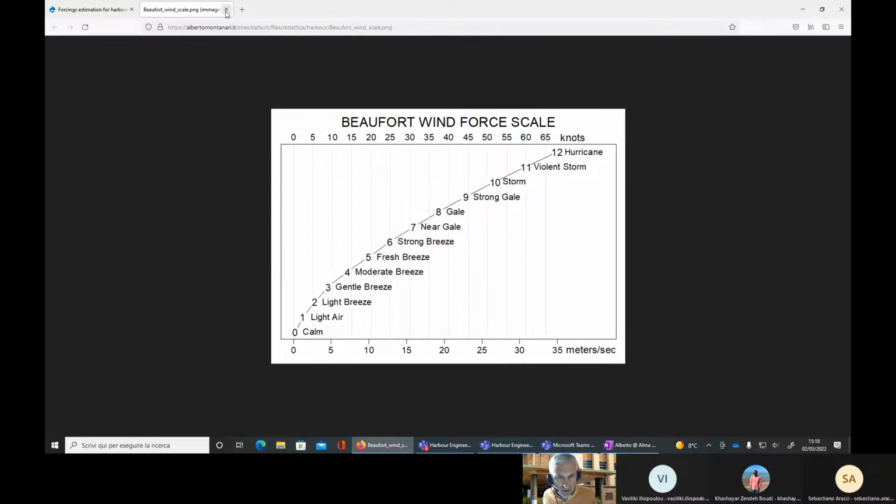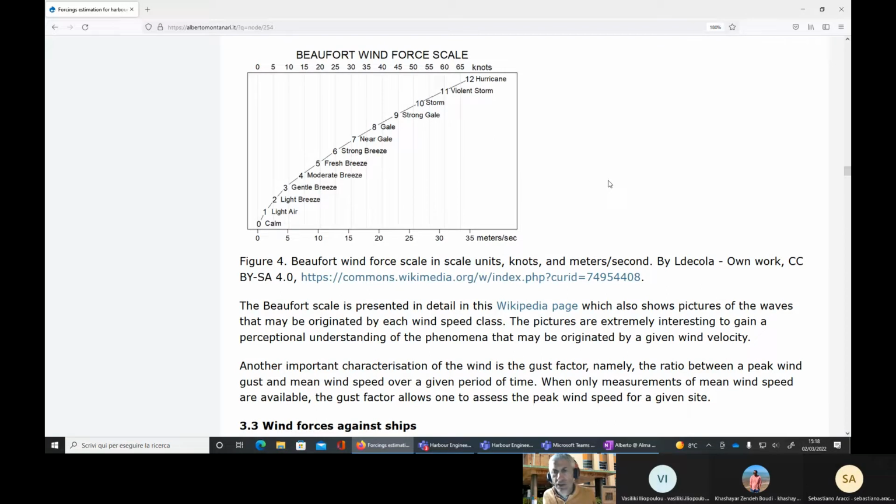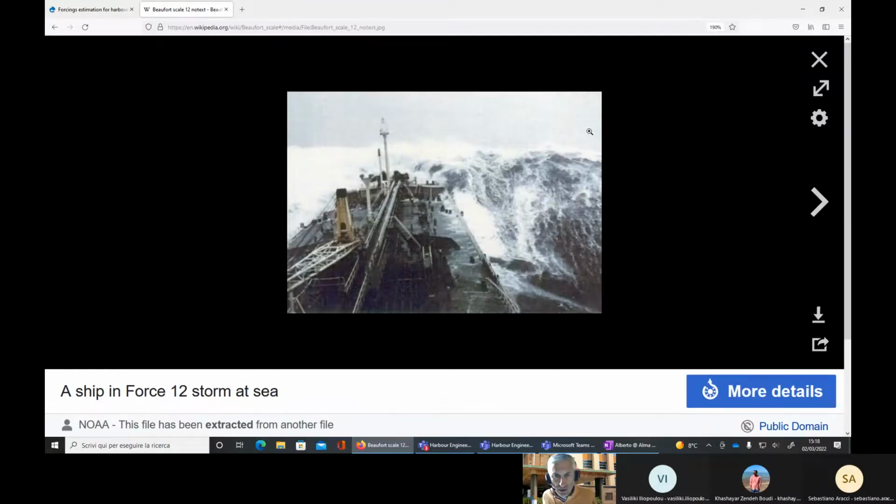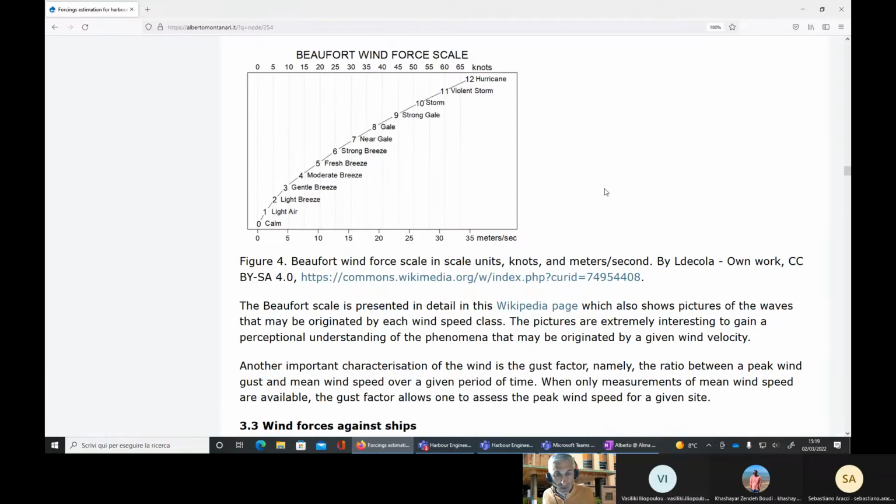Perfect. This classification is presented also in a Wikipedia page that is linked from my website. And there is an interesting picture here. This is an image of a ship in a force 12 storm at sea. You may have heard in some movies, like, we got a wind with force 10. So these terms, force 12, force 10, refer to the Beaufort wind scale. Okay, very good.